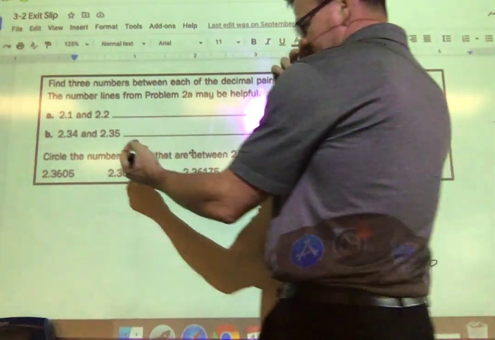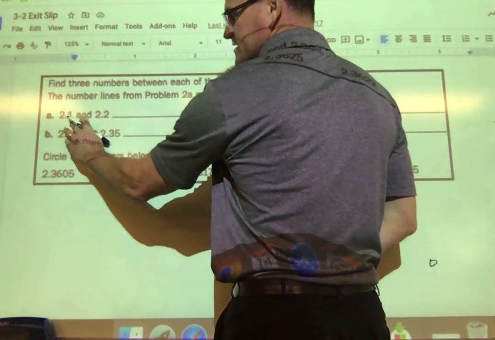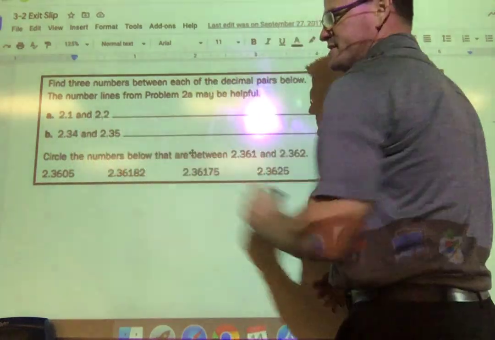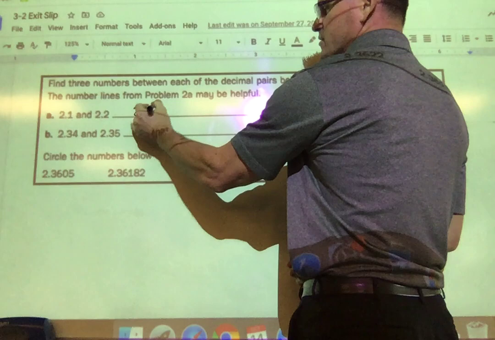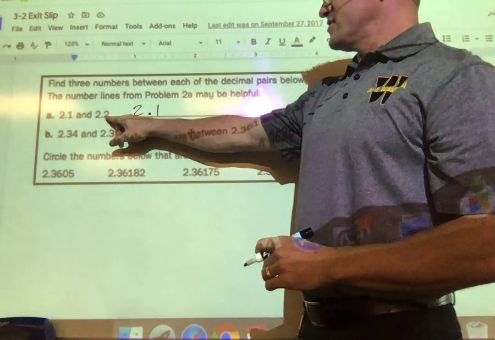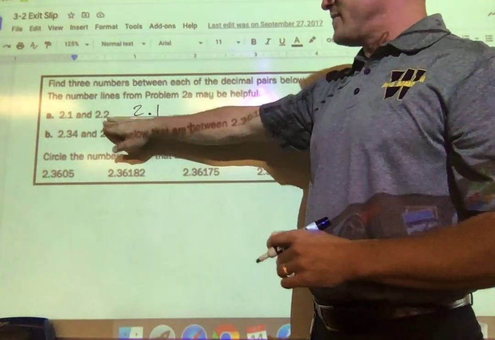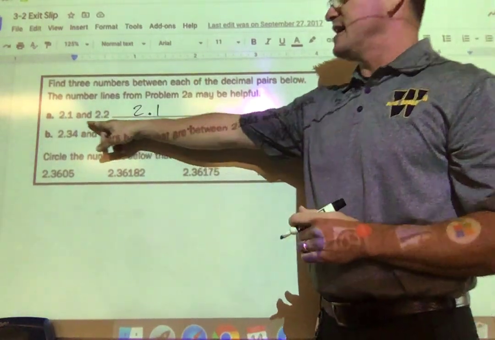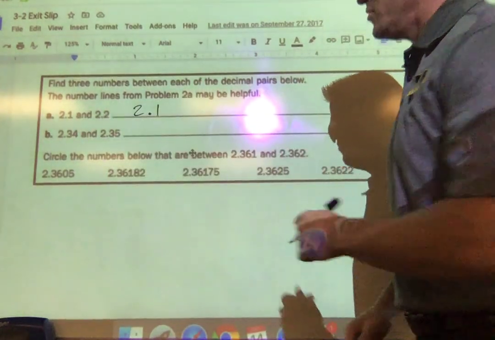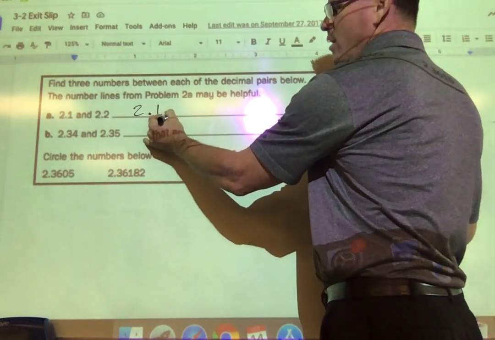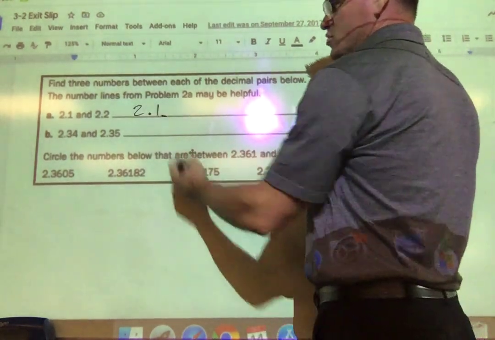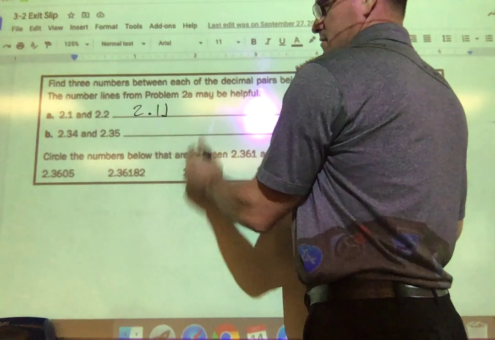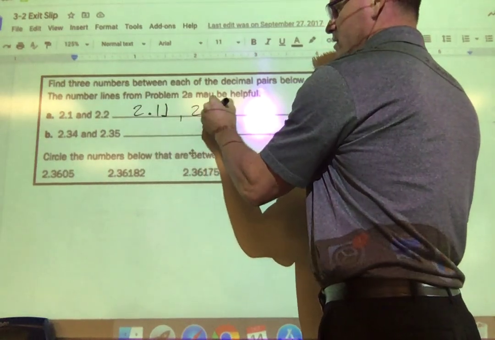What we learned up top on problem number 1 is if I want something between 2.1 and 2.2, they all have to start with 2.1. I can't ever start with 2.2 because then anything I add would make it bigger than that. I want it between. Now I can't just put 2.1 because that's exactly the same as 2.1. So guys, I can add anything I want after it. I could put 2.11. I could make it simple, 2.12.